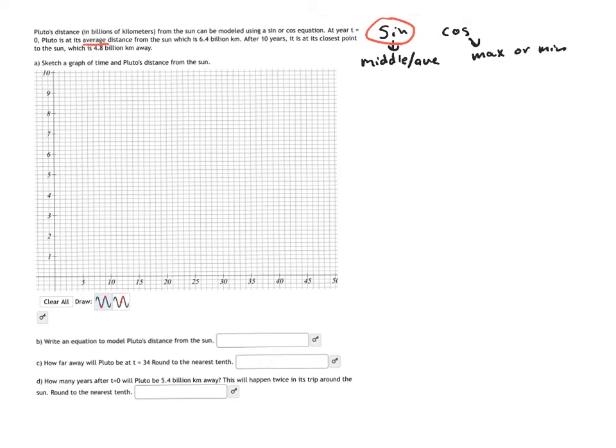Now, the next thing I'm going to do is I'm going to graph this. In order to graph this, I know I'm using sine, and then I'm also given the minimum. So the minimum distance away is going to be 4.8 billion. Before we actually graph this, let's go ahead and do our maths. So we're going to do our middle, our amplitude, our period, and our shift. The other thing I'm going to add into that is finding the max and the min values.